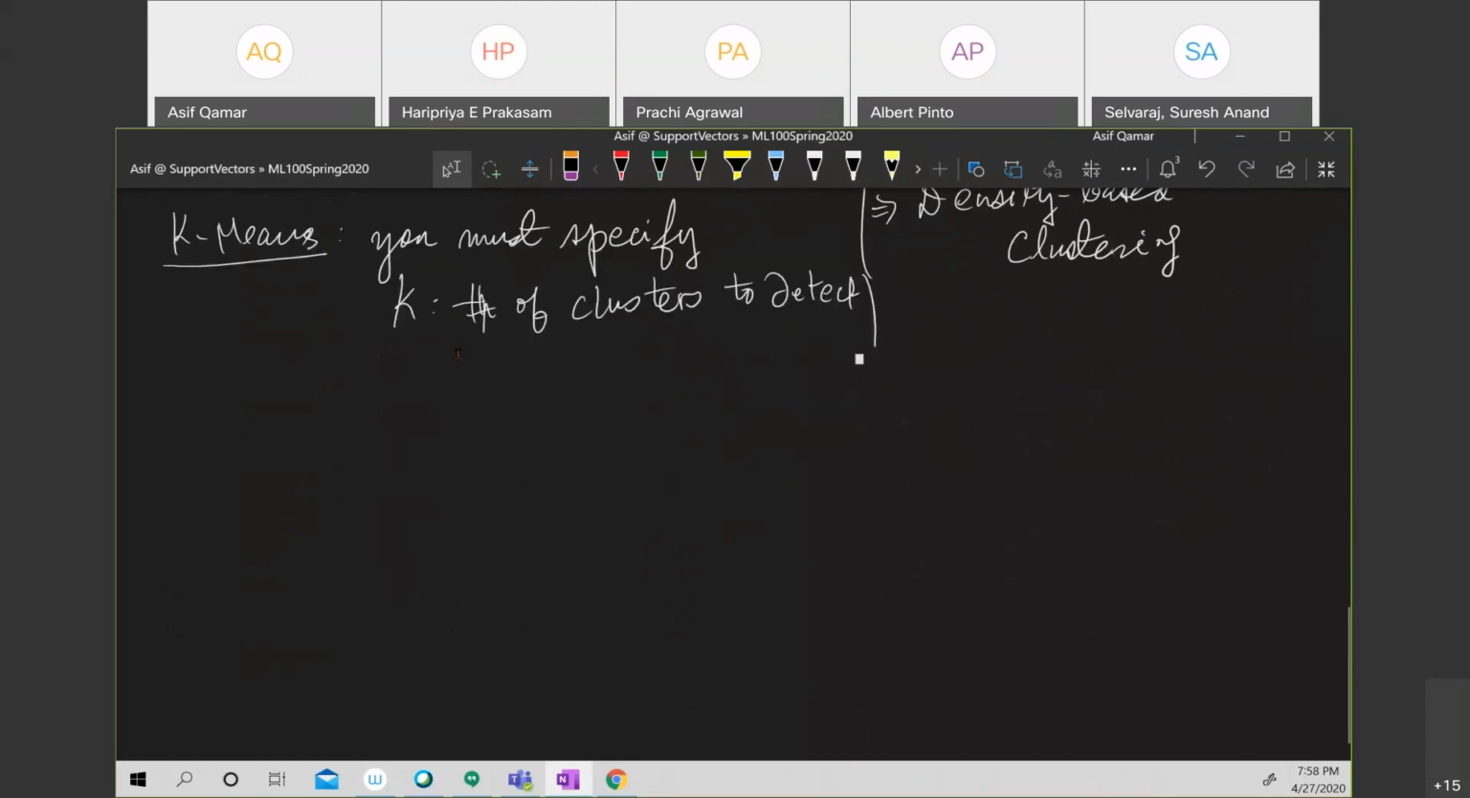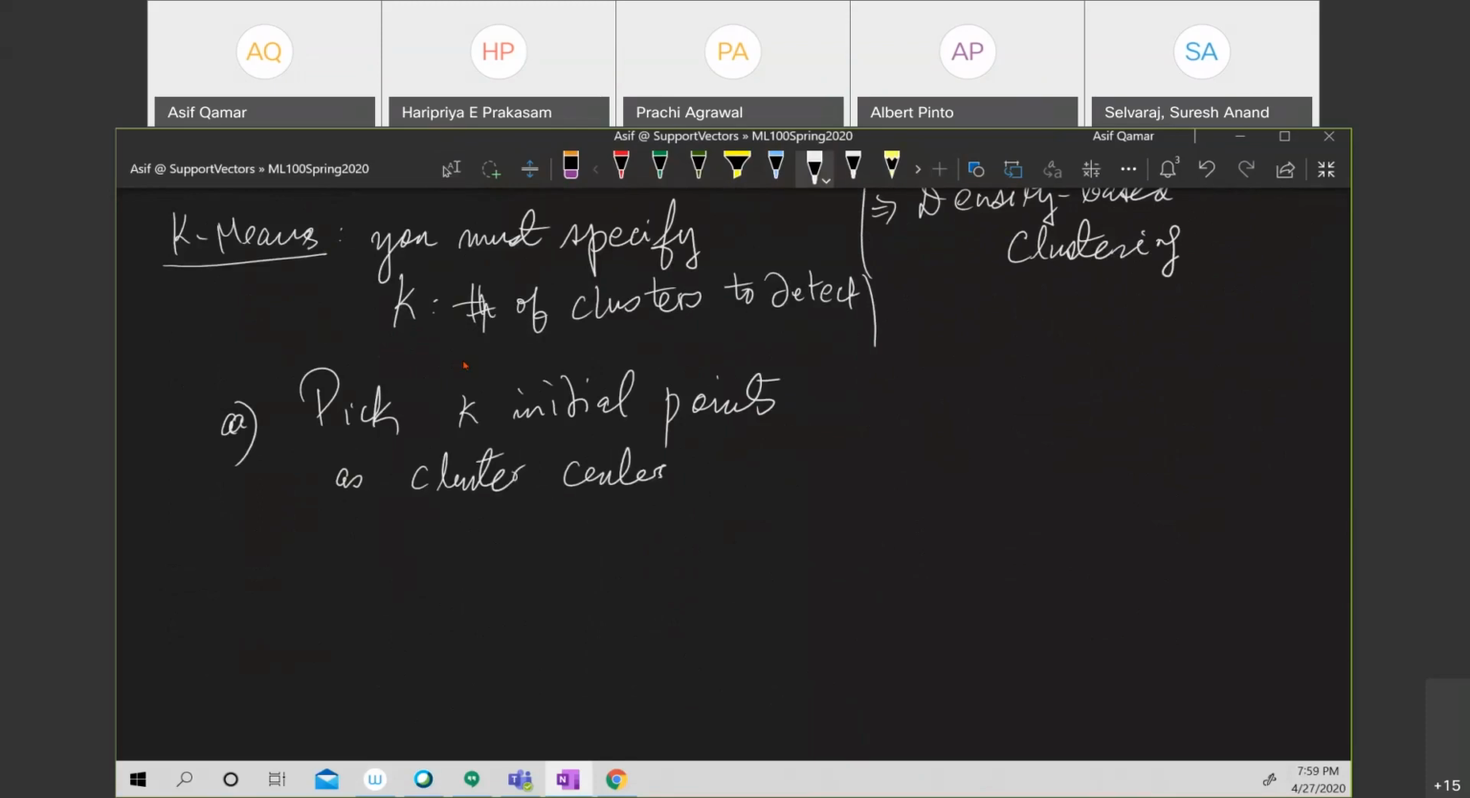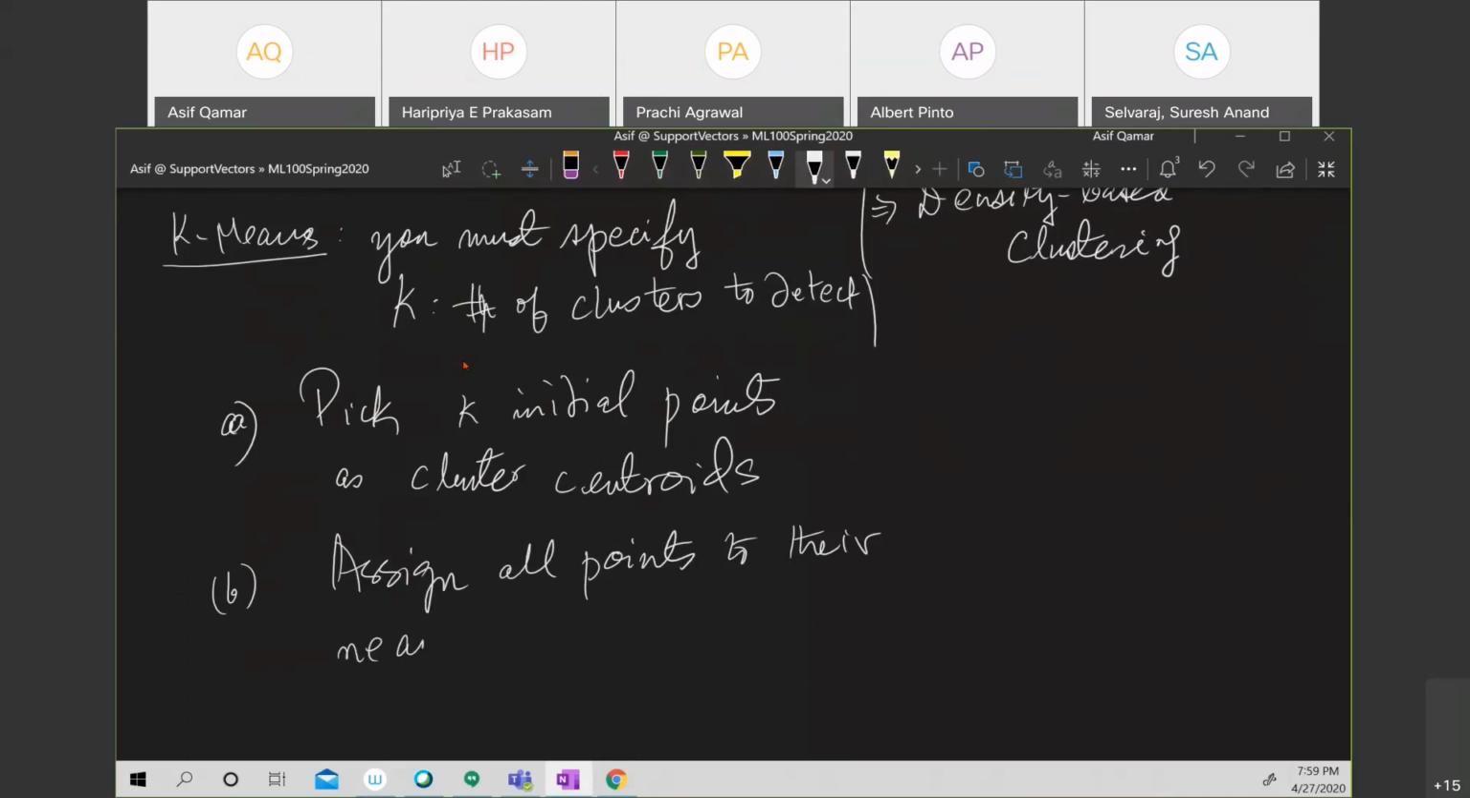K-means clustering actually starts with these assumptions. It says, in the simplest form, A: pick k initial points as cluster centers. Cluster centers or centroids. The word is centroid, and you'll see this word centroid used in the literature. So let me also use the word centroid, as cluster centroids. And then B, assign all points to their nearest centroid.